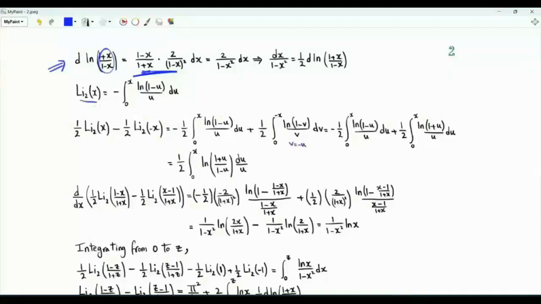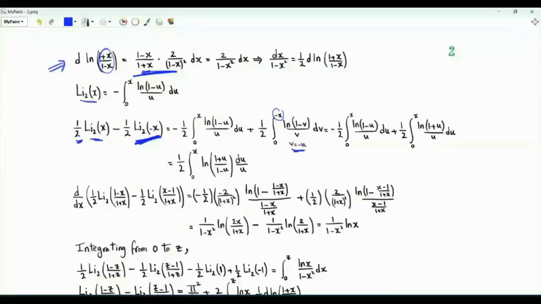The dilogarithm of x is minus the integral of u from 0 to x of the logarithm of 1 minus u over u. Investigate 1/2 the dilogarithm of x minus 1/2 the dilogarithm of minus x. In the integral representation of this part, we have minus x here, and let's write the integral using the dummy variable of integration v. Now let's do the substitution.